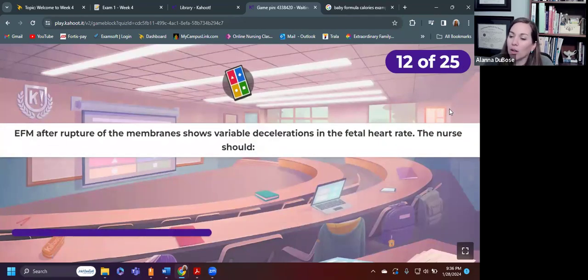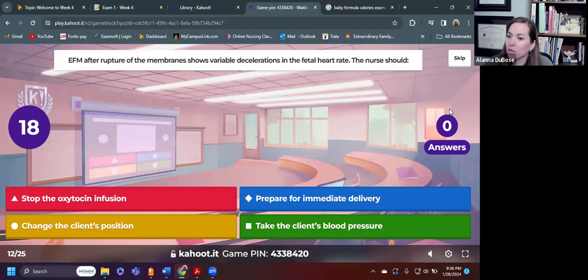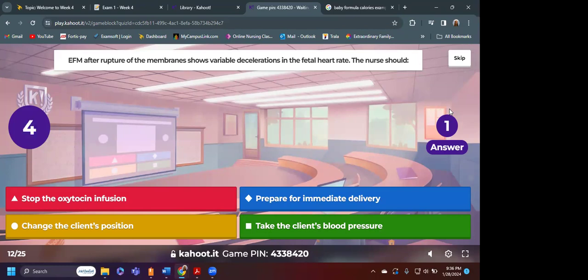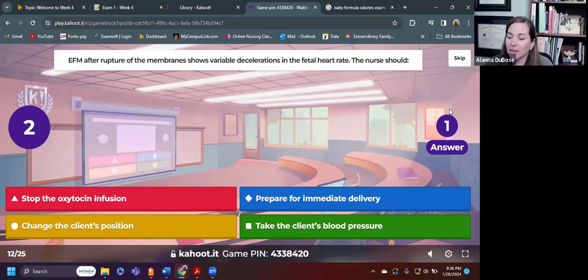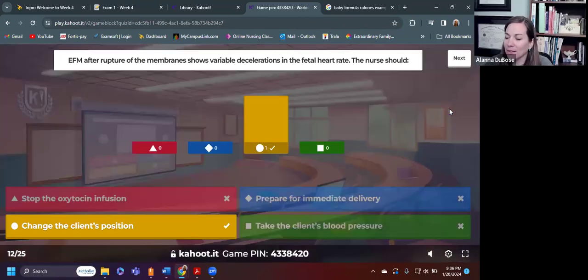EFM, so electronic fetal monitoring, after rupture of membranes shows variable decelerations in the fetal heart rate. The nurse should: red, stop the oxytocin infusion; blue, prepare for immediate delivery; yellow, change the client's position; green, take the client's blood pressure. Yellow. Okay, I think so. That's our best first option. Yes, good job.